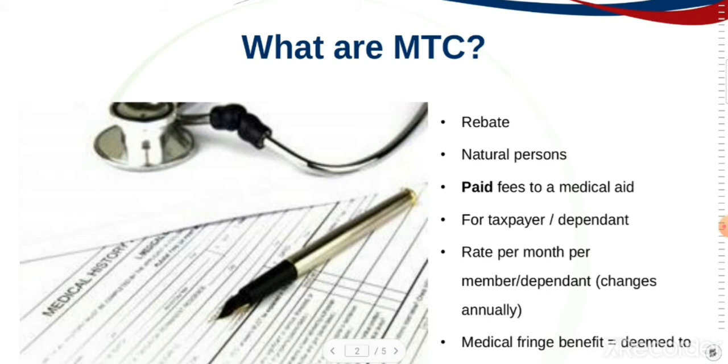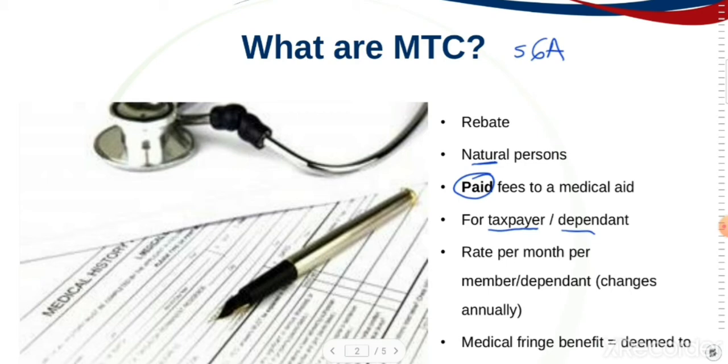So what are medical tax credits? Here we're just looking at Section 6A. It's a rebate, which means it's something that would reduce your normal tax. You would put it there after you've considered your Section 6 rebates, primary rebates, secondary and tertiary rebates. And then where you are doing the taxable income calculation for a natural person who's actually paid fees to a medical aid, you would then consider Section 6A. Section 6A kicks in if you are dealing with a natural person who's paid fees to the medical aid for themselves as a taxpayer or for a dependent.